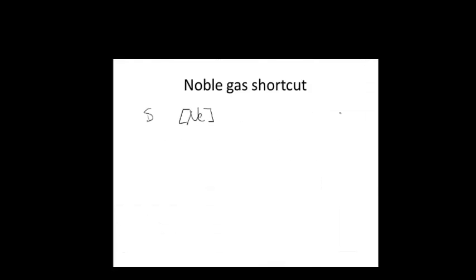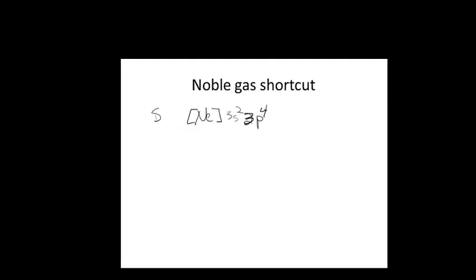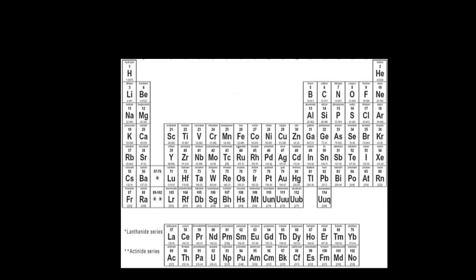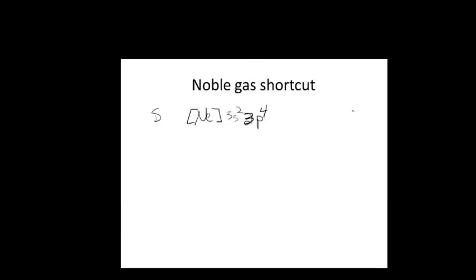And so I write 3s2, oops, that's supposed to be a 3 there, sorry about that, 3p4. It took 4 to get back over to sulfur. See, third row, 1, 2, 3, 4. So these are the p's, 3p4. Alright, to try another one, let's do a noble gas shortcut for vanadium.